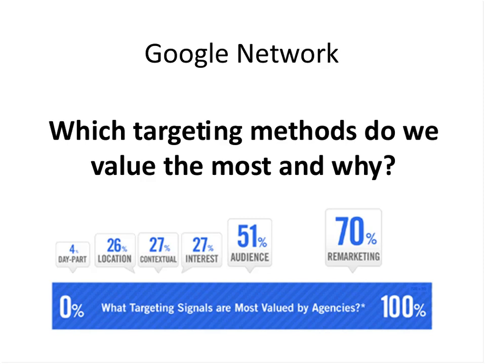Remarketing delivers the best results, so let's start there. Then move across to the left. Probably don't worry about day part advertising. I don't think it's very relevant for us. But you see audience-based targeting, then interest, then contextual, then location. So it gives you an idea of what techniques available in Google's suite of targeting methods might be the most effective.